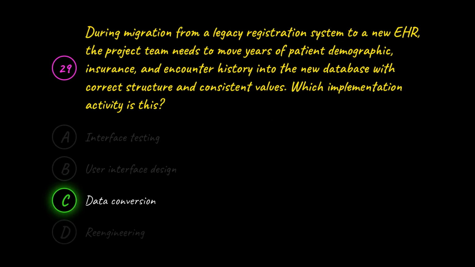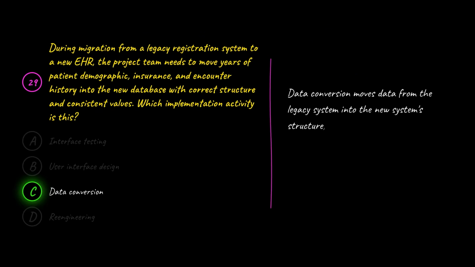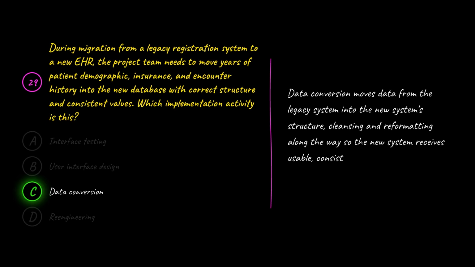The correct answer is C. Data conversion. C is correct because data conversion moves data from the legacy system into the new system structure, cleansing and reformatting along the way so the new system receives usable, consistent values. Long history migrations fall squarely in this activity.